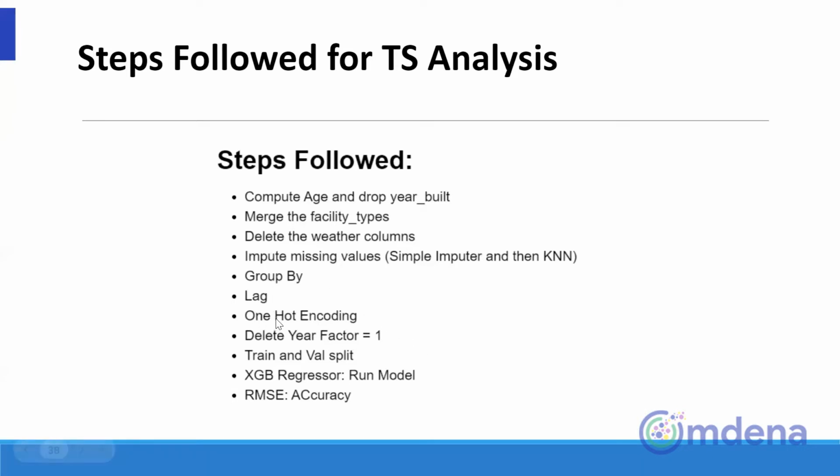Since we were lagging the features, what happens with lag is that it ends up losing one year of the data, because we are lagging it over each year. So for that reason, we had to delete the year factor, because at that point it no longer had the site ID available to us. And then the traditional method of train and validation split. In this case, I used XGB regressor and used RMSE as the accuracy determining factor.